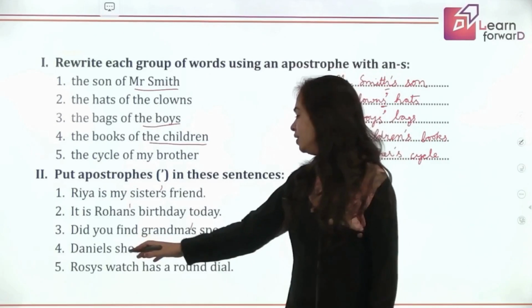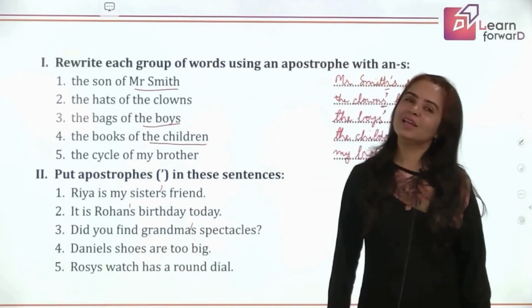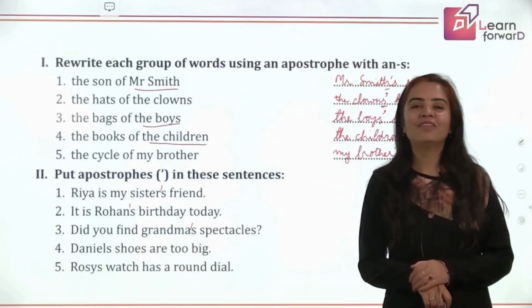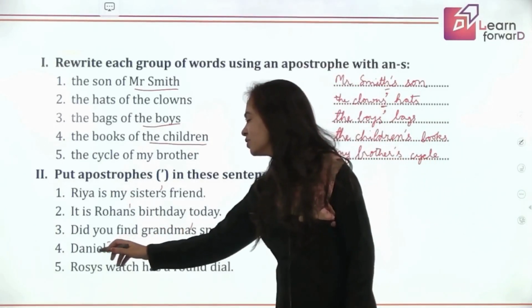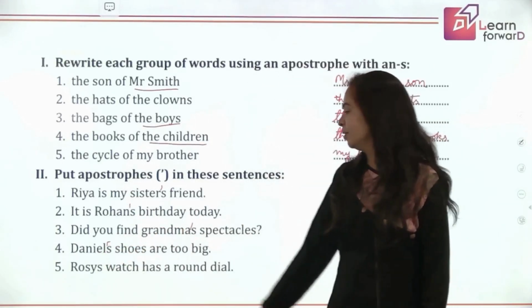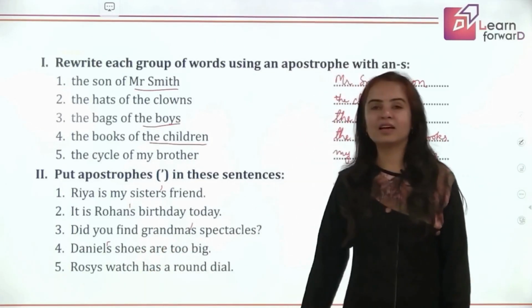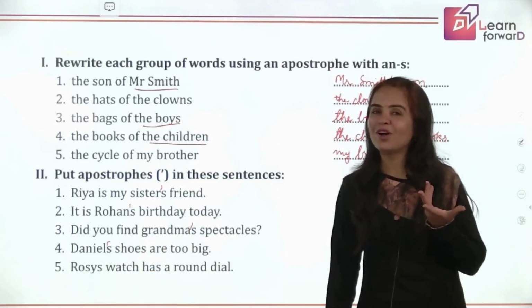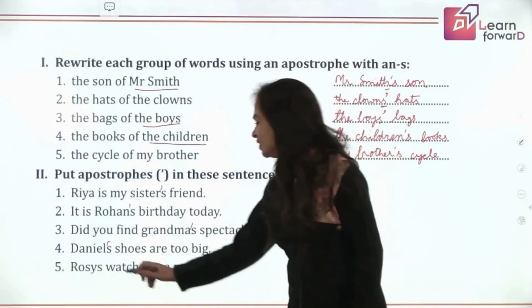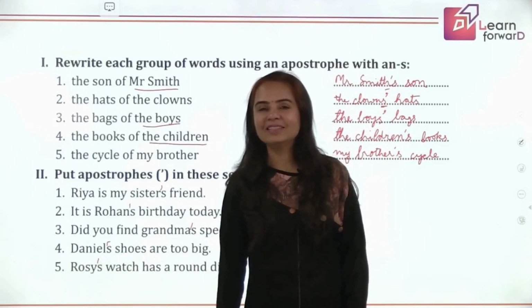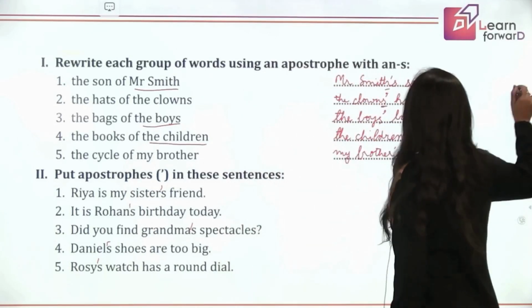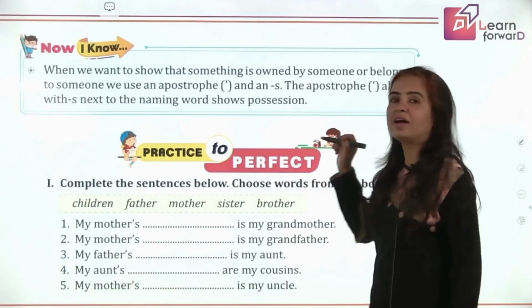Next, Daniels shoes are too big. Again, put the same question. Wonderful. That's whose shoes? Daniel's shoes. So it will be apostrophe here. Rosies watch has a round dial. Whose watch? Rosie's. So it will be an apostrophe here. Isn't that easy? Good.